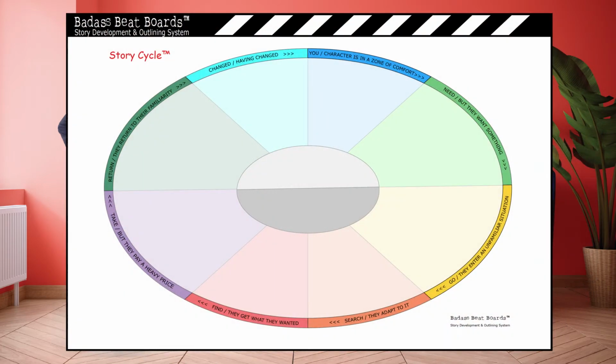The Story Cycle Guide is one that is inspired by Dan Harmon's Story Circle. We use an oval for more space, but it works the same way. For those who wish to use the Story Cycle Guide, we have another video specifically dedicated to it.